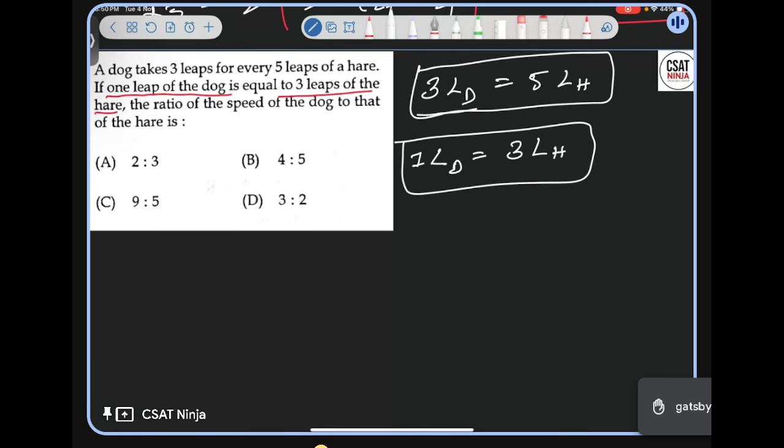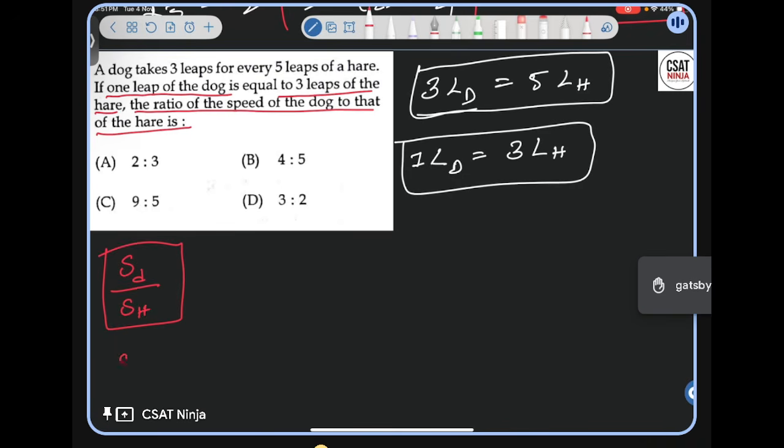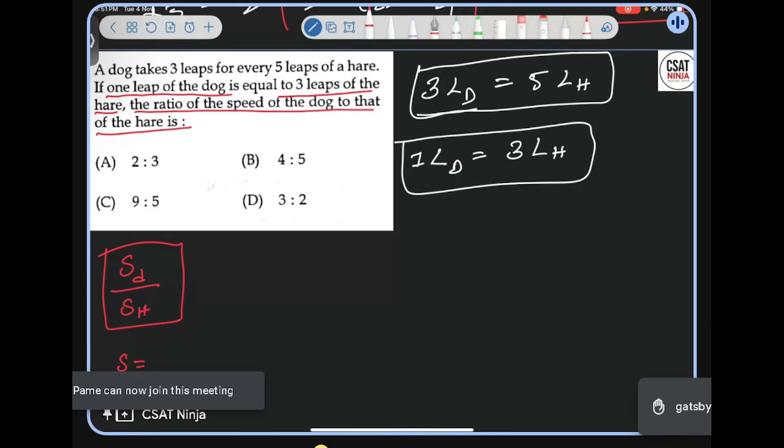I'll try to convert this in terms of, because here we are asked to find the ratio of the speed of the dog to that of the hare. That means speed of the dog divided by speed of the hare. We need to find this ratio. The speed formula is speed equals distance by time. Remember, the dog and the hare are traveling for the same time.